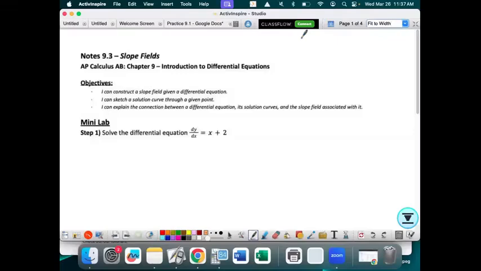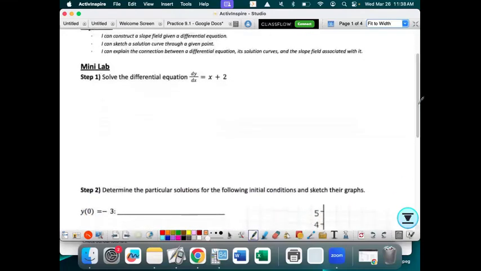This is notes 9.3 about slope fields. So we are going to be talking about slope fields, how to get a solution curve from a slope field, how to get a slope field from a differential equation, and how they're all interconnected. So we are going to start off with a mini lab.